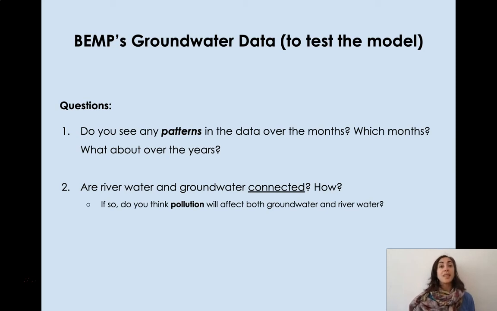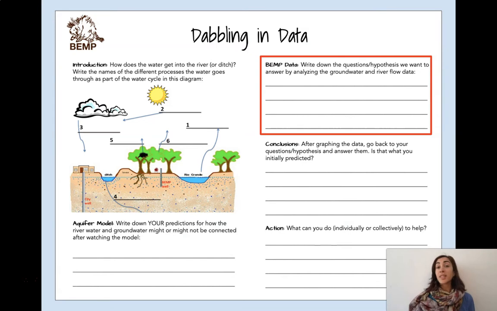I would like you to write these questions down so you don't forget them for later. The other question that we might have, that we have already been talking about, is if groundwater and river water are connected and how. And one question that we might have around that is, if they are connected, how the pollution will affect both groundwater and river water.